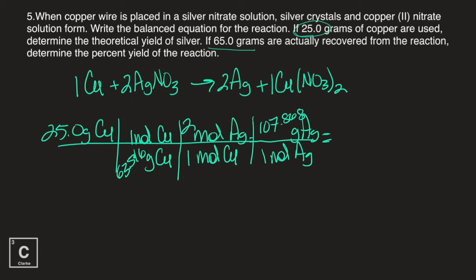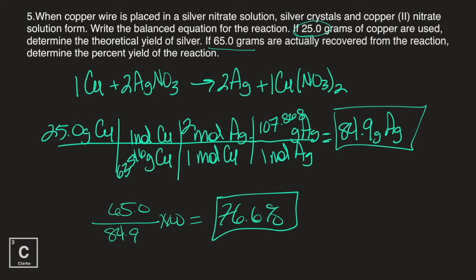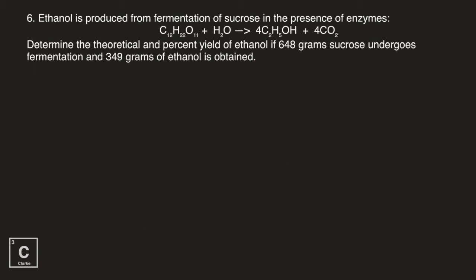Let's put that in the calculator. With 3 sig figs, I am getting 84.9 grams of silver. Now remember, it did ask us for theoretical yield. This is the theoretical yield. But we're also asked to find percent yield. So actual, that's 65, divided by theoretical, that's 84.9, times 100 to get a percent. And I am getting 76.6% yield.